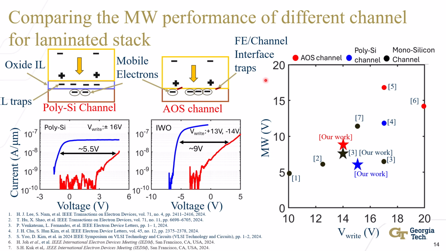So now, here we have a benchmark plot of memory window versus write voltage. Here we try to compare the memory window from our work to the memory window that was obtained in previous work for different channel materials. And overall, what I would like to show here is that the AOS channel typically tends to have a higher memory window compared to the monosilicon channel, which is single crystal silicon, and polysilicon channel FeFETs for a comparable write voltage.